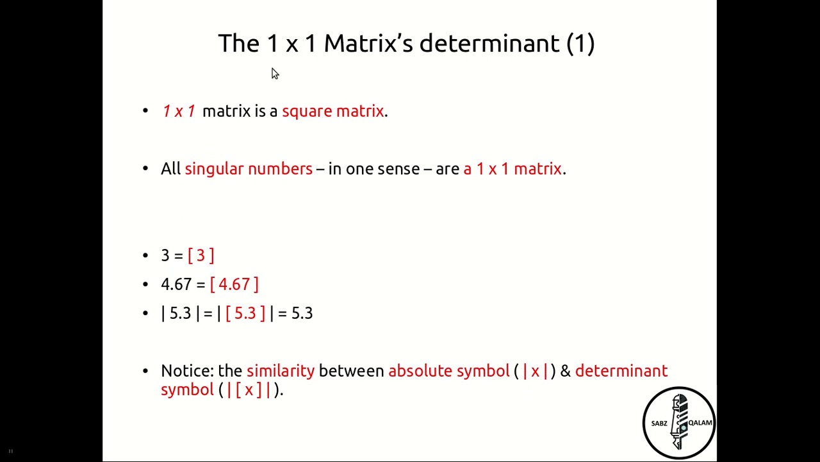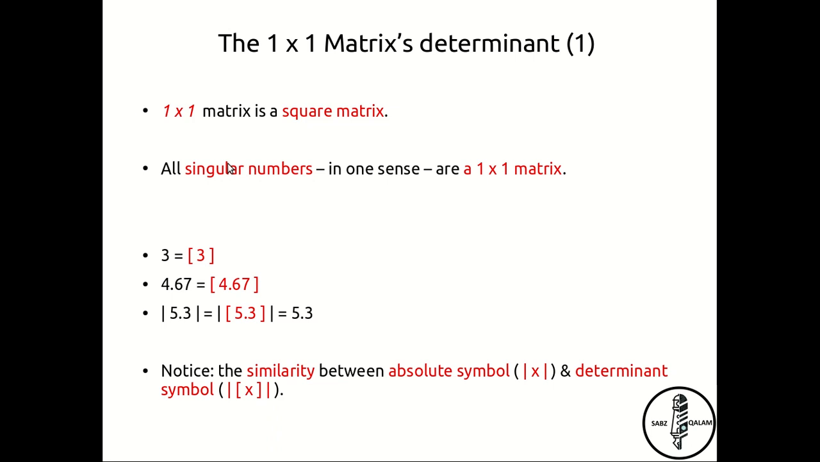Now let's consider the simplest matrix, which is a 1 by 1 matrix. So a 1 by 1 is a square matrix. Remember, I keep on highlighting this again and again. The interesting thing about a 1 by 1 matrix, it's actually a singular number, and all singular numbers in one sense are a 1 by 1 matrix.